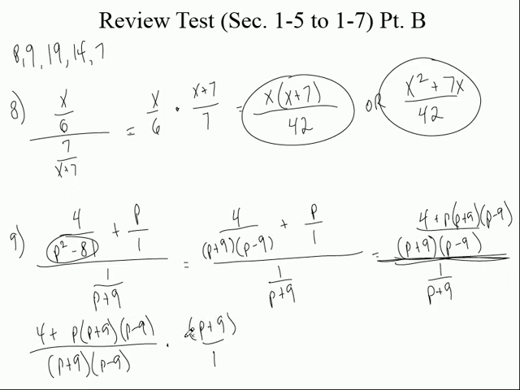Because what's this p plus 9 doing? It's multiplying by all this stuff. You get it? Nothing's being added to this. It's only being multiplied by something. So p plus 9 cancels with this p plus 9. Let's see what we get.